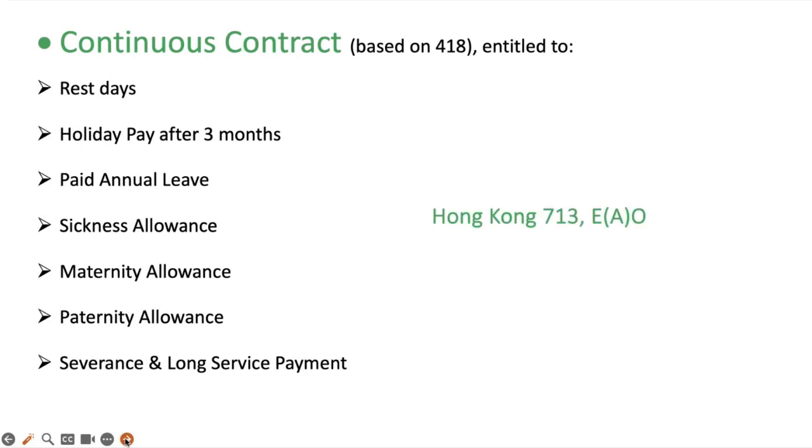Then talking about the Hong Kong 713. This is also referred to as Hong Kong 713 EAO, so many times you will see this term in our system. What is this actually? It was brought into force on July 13, 2007, so from there the 713 is derived. Then moving on to the next slide, which is the non-continuous contract.